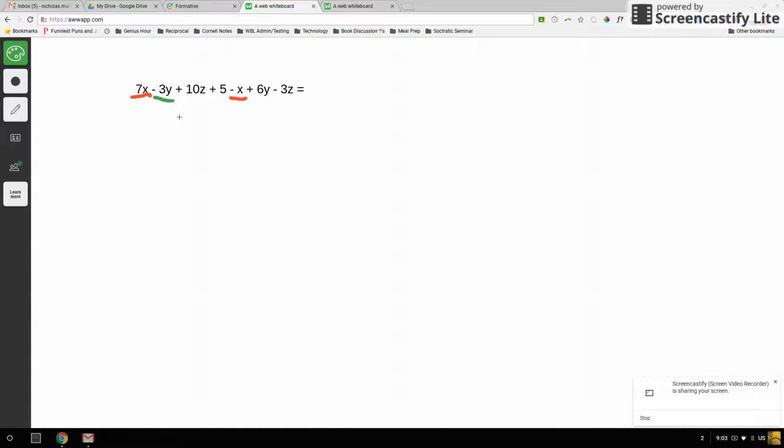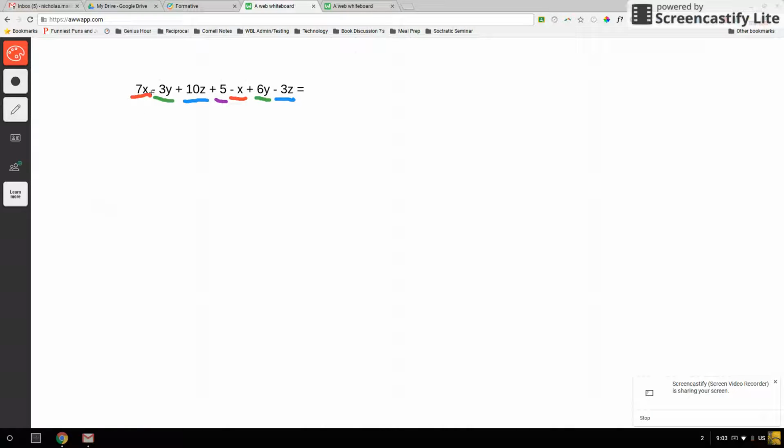I can see I have a y here. I have more y there. Switch colors once again. There are my z's and my z's. And then I got this lonely little number right here in the middle that doesn't have a variable at all. So I have to start combining them. And I'm going to rewrite this equation. And I would suggest you rewrite it as well, just so you don't make any mistakes.